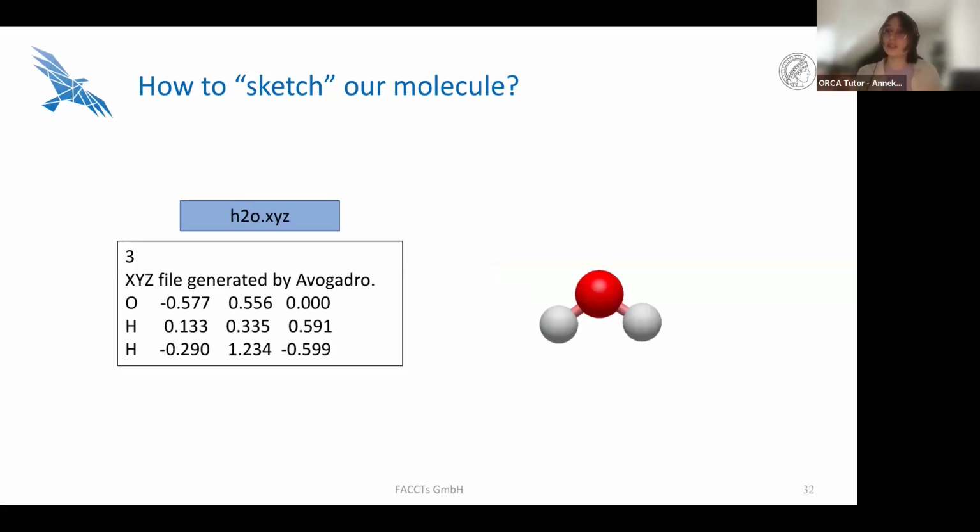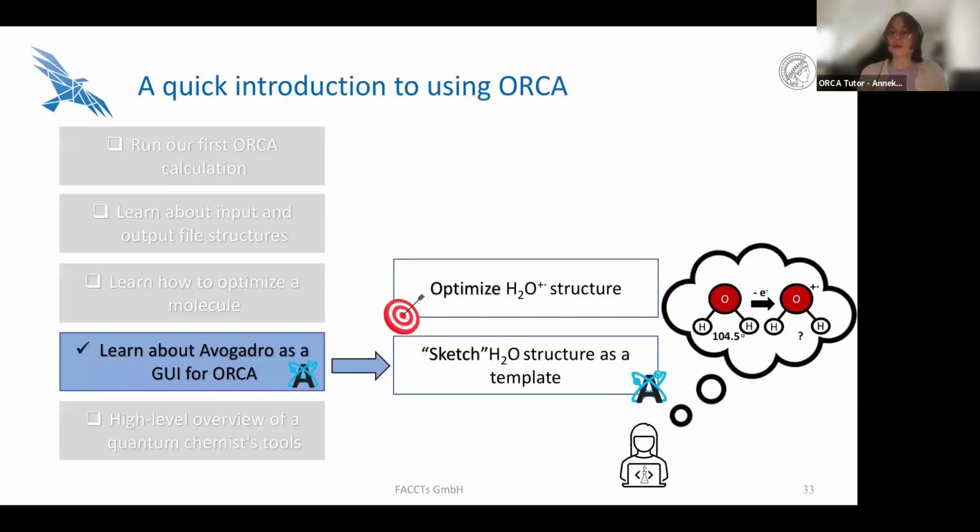We have 3 different coordinates which are coordinating our atoms in space, so that we are basically drawing in a mathematical way. Here's a unit Angstrom to where our atoms are placed in space. With that, we already generated a sketch of our molecule that is also readable by a human. We can understand why it looks like that, but we can also tell ORCA how our water molecule looks like. And this is what we want to do now.